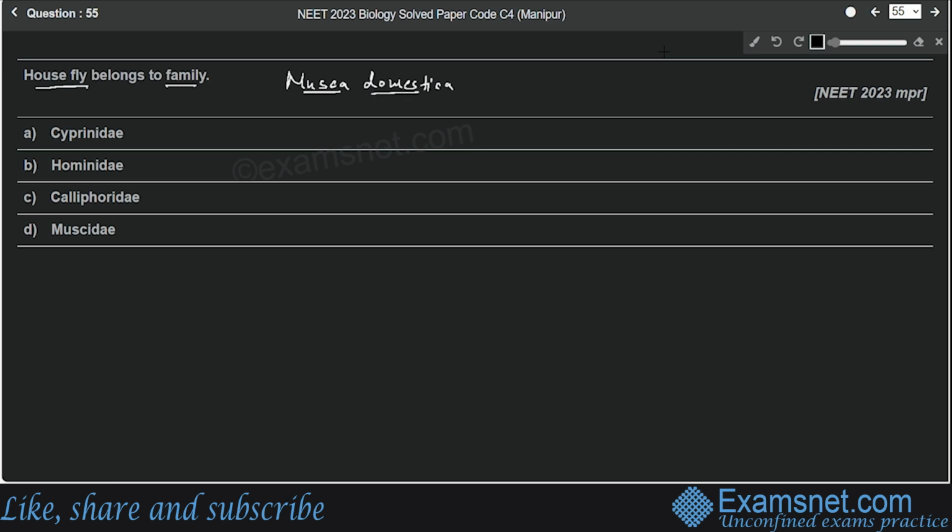Okay, and it belongs to the family Muscidae. Muscidae. Therefore, the correct answer will be option number D.